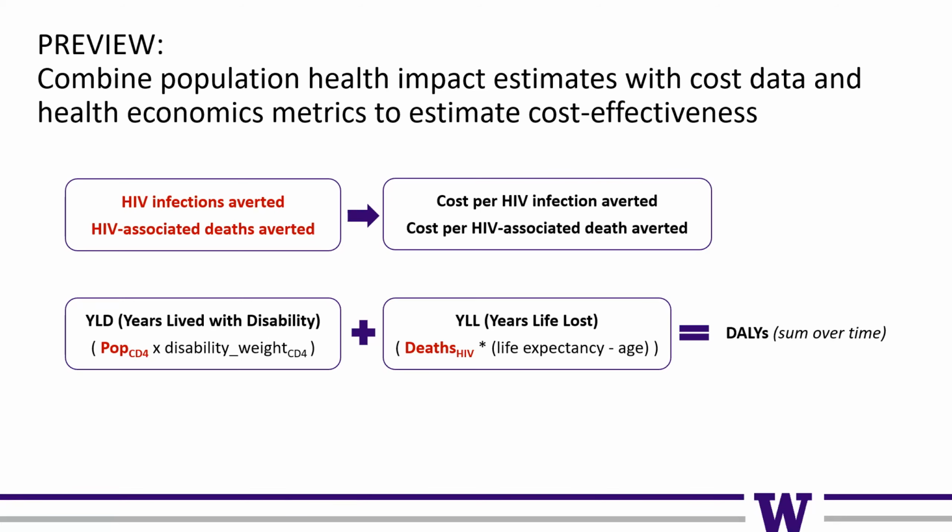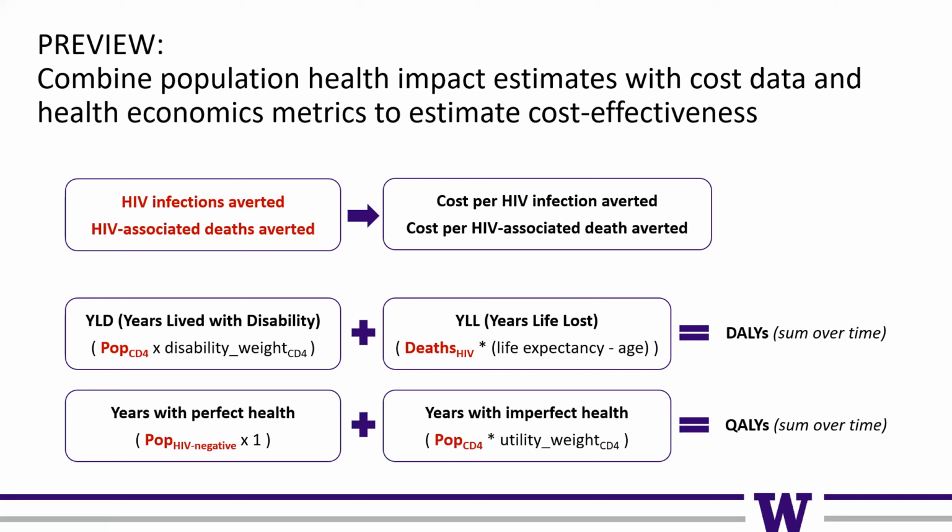By comparison, QALYs, or quality-adjusted life years, measure health as health status over time plus longevity. And so for this calculation, we output the number of persons who are HIV negative, or those with perfect health. And among persons living with HIV, we link higher CD4 to a higher utility weight, and again use the number of persons with HIV by CD4 over time to calculate years with imperfect health, and sum these over time to generate QALYs with each intervention.